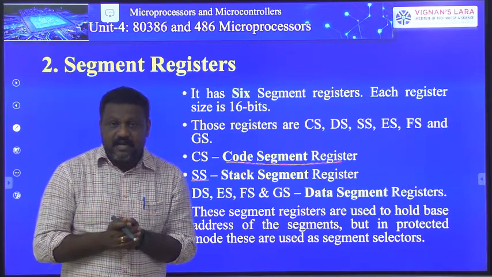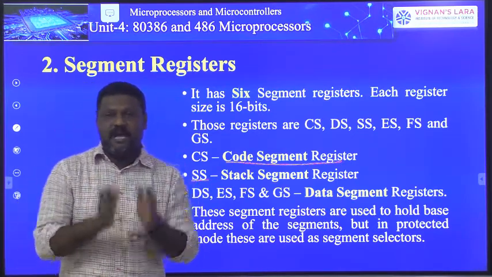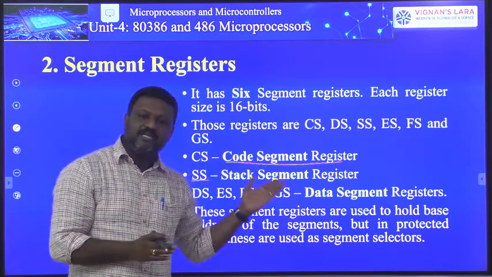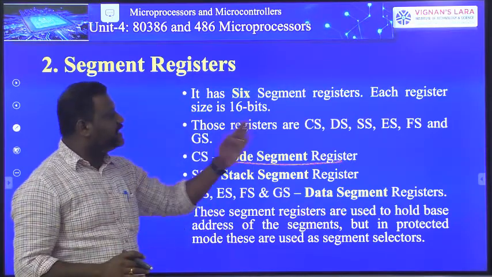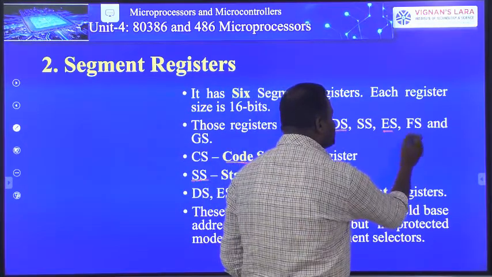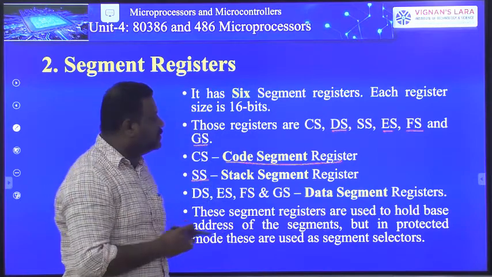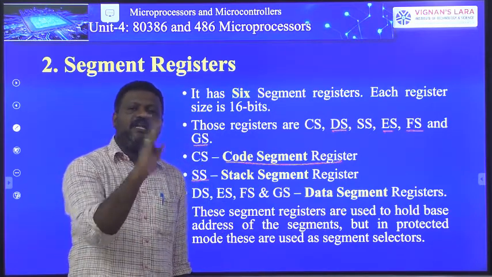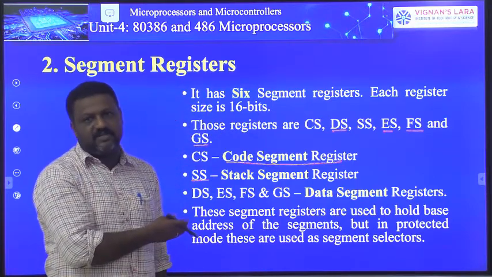That means here there are 4 segments we dedicated to hold data, 1 segment we dedicated to code, and another segment we dedicated to stack. But to hold data information, we are dedicating 4 different segments. That is the data segment, extra segment, FS segment, as well as GS segment. So this FS and GS are 2 segment registers additionally added to the 8086 segment registers in this 80386.